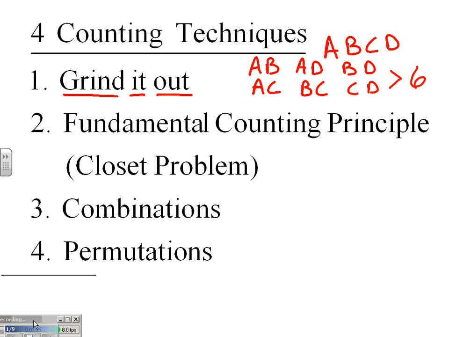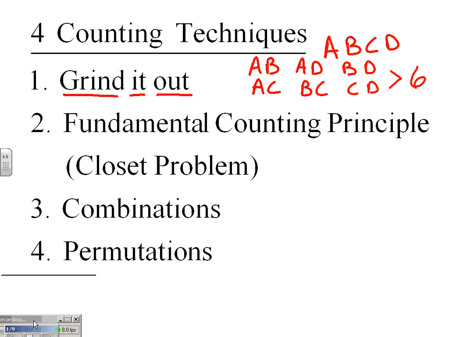And oftentimes that would be a last choice, particularly as the numbers get bigger. But sometimes we don't have a more sophisticated method than just listing these out. But other times, examples 2, 3, and 4 here, we may have some better examples.